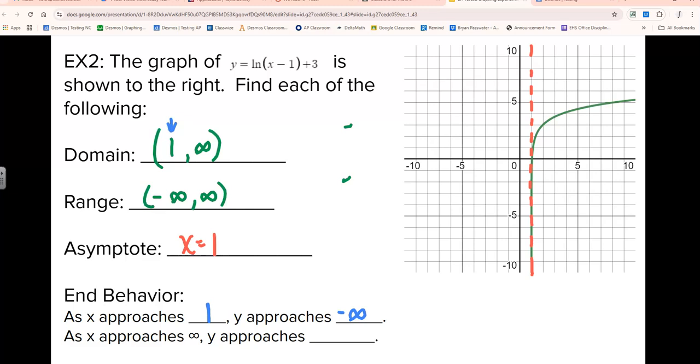Okay? As x approaches positive infinity, y approaches blank. So as I go to the right forever, do I go up forever, down forever, or level out at a number? It's up. It kind of looks like it levels out at a number. But remember, we just said logs don't have horizontal asymptotes. So even though it's just barely going up, it is going up. Okay? Questions?